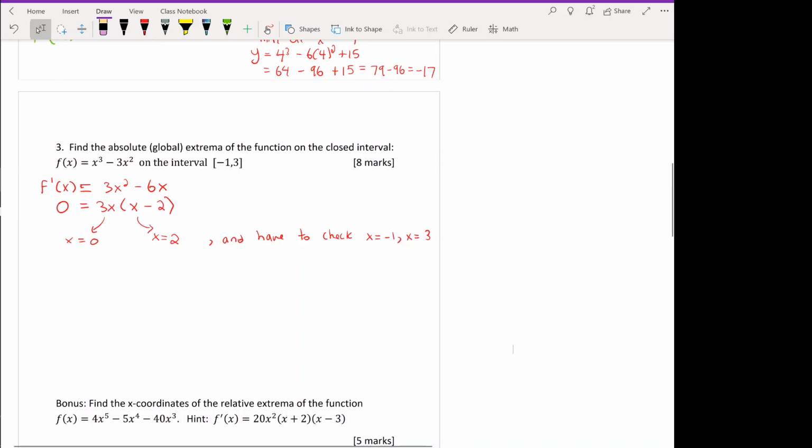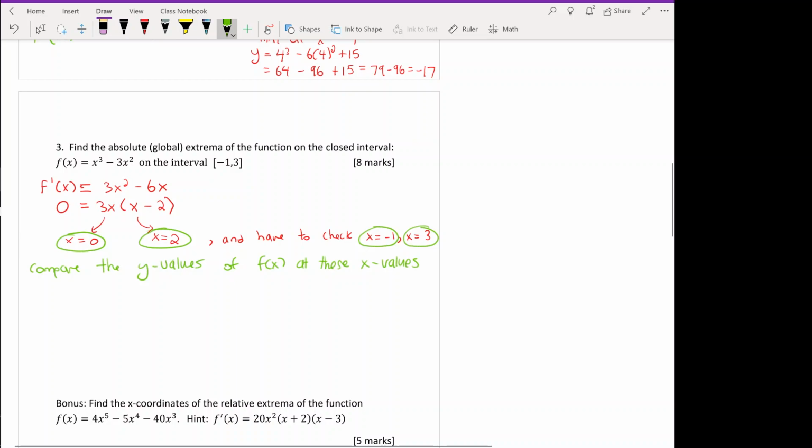Now the way we proceed from here is we check each of these candidate locations. So I'm going to circle them. We're going to check all 4. And what we're going to do is compare the y values of f of x at these x values, at these candidate locations for global max and global min.